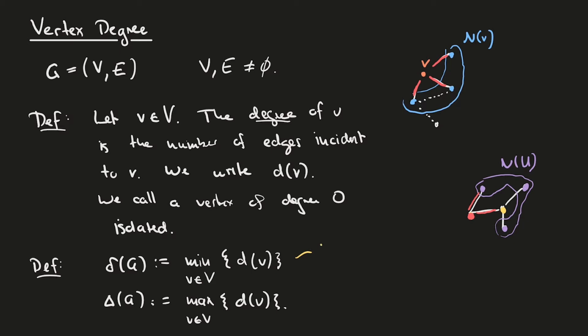Small delta is called the minimum degree of G, and capital delta is called the maximum degree of G.